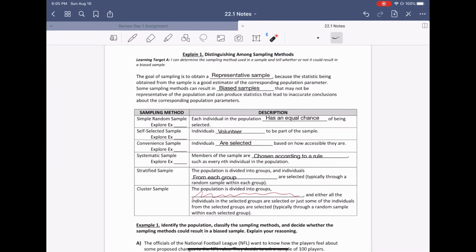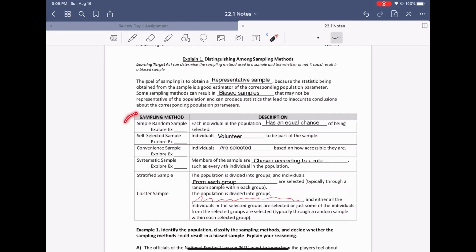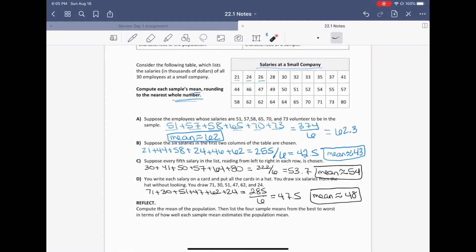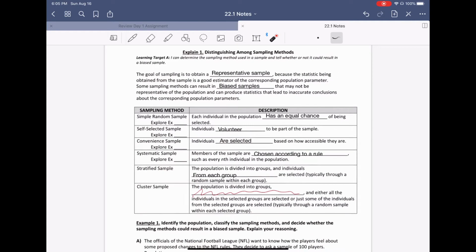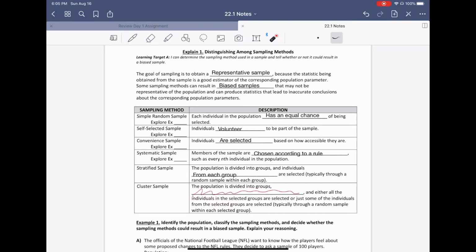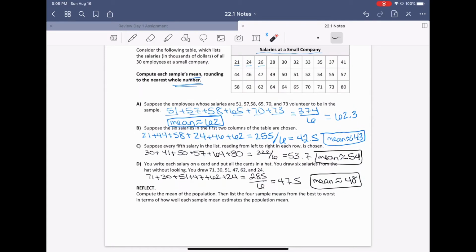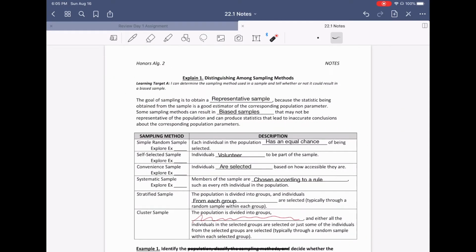All right, now let's go back and look at our examples and determine where each of our examples in the Explore unit fall into the sampling method. So if we go back and look at our examples, A says suppose the employees whose salaries volunteer. Well, if they volunteered themselves, what category do they fall into? Simple random, self-selected, convenient, systematic, stratified, or cluster? Now, the key phrase in this was volunteer. So we can classify this as being a self-selected sample. So this goes back to example A.